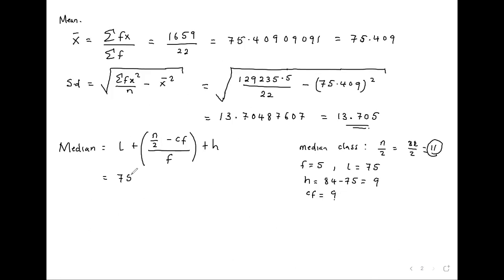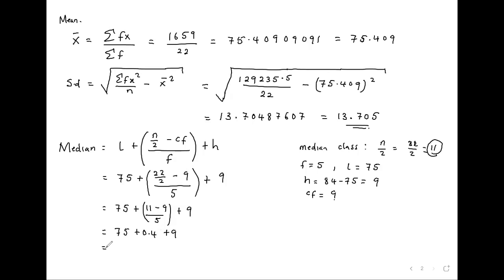L is 75 plus N is 22 over 2 minus cumulative frequency 9, over frequency. Frequency is 5, plus height. Height is 9. This makes it 75 plus 11 minus 9 over 5 plus 9. First we do 11 minus 9, we get 2. 2 divided by 5, we get 0.4. So we have 75 plus 0.4 plus 9 is equal to 84.4. So that's the median.